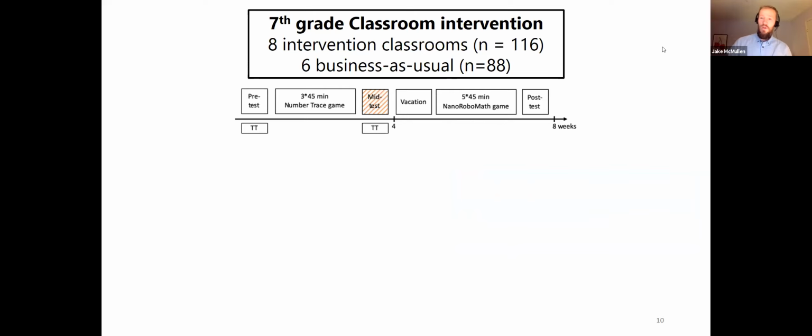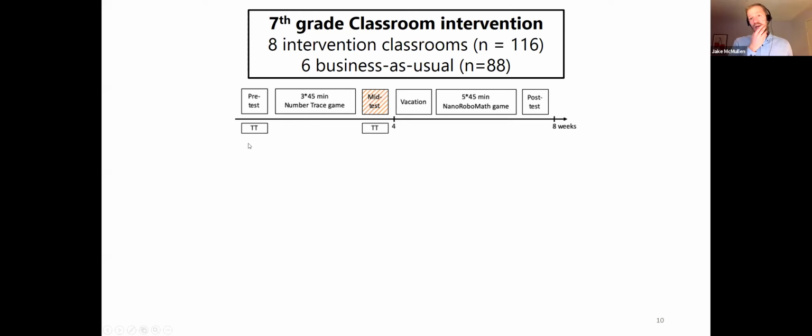So then we tried to apply that in working with fractions, rational numbers, excuse me. This is the current study. It's a 7th grade intervention in the classroom. It was teacher-led. We had 8 intervention classrooms and 6 business-as-usual classrooms. They were randomized at the classroom level.